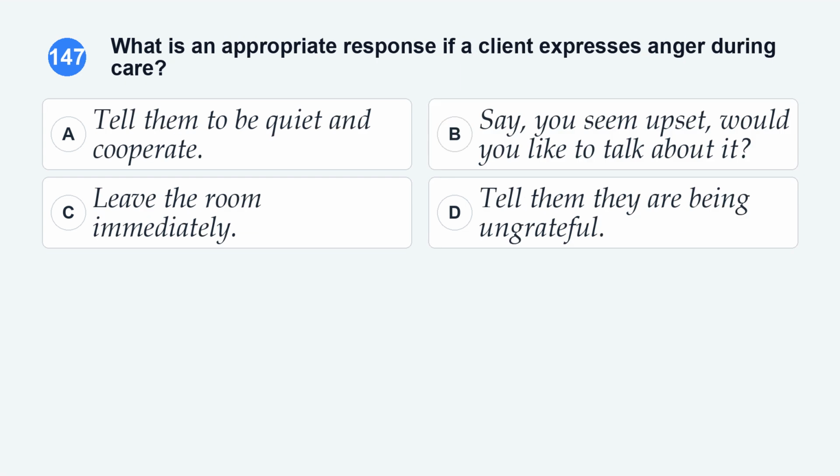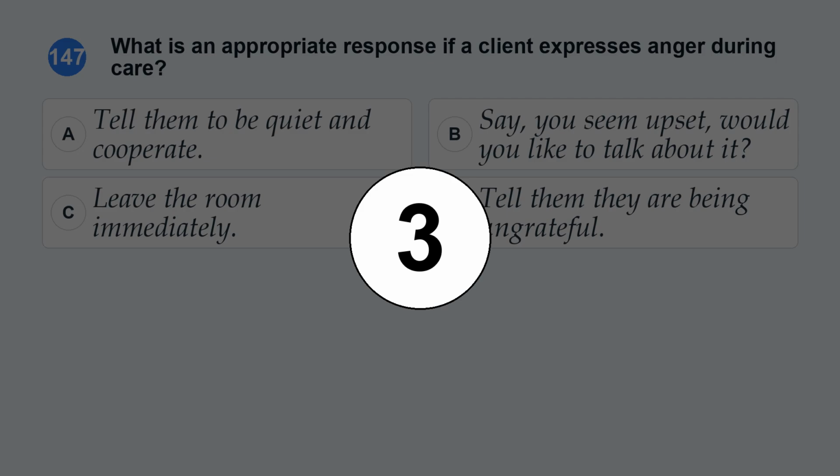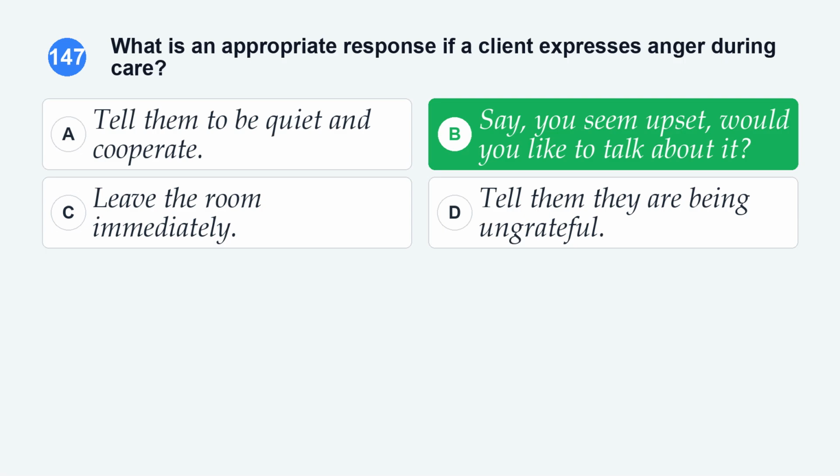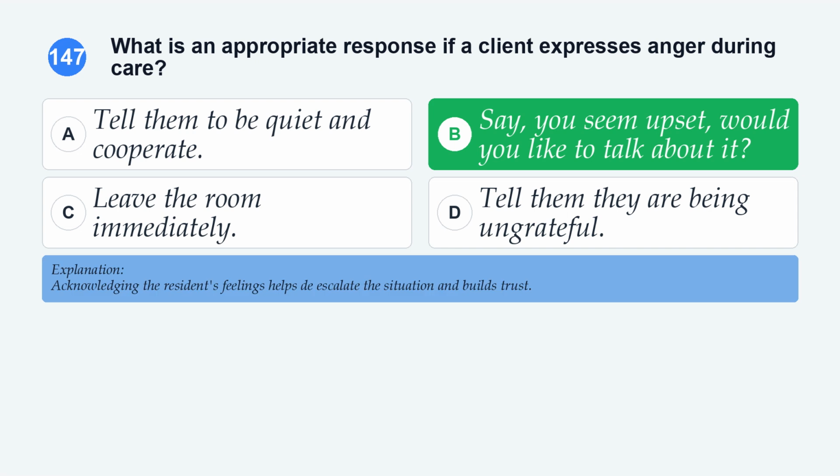Question 147. What is an appropriate response if a client expresses anger during care? Option A, tell them to be quiet and cooperate. Option B, say, you seem upset, would you like to talk about it? Option C, leave the room immediately. Option D, tell them they are being ungrateful. The correct answer is option B. Say, you seem upset, would you like to talk about it? Explanation. Acknowledging the resident's feelings helps to de-escalate the situation and builds trust.